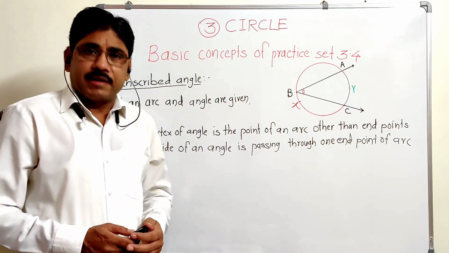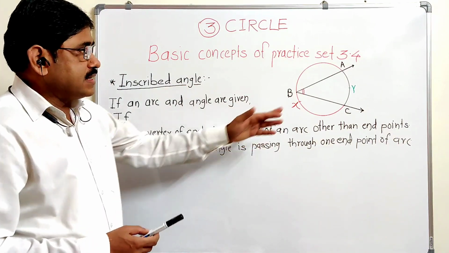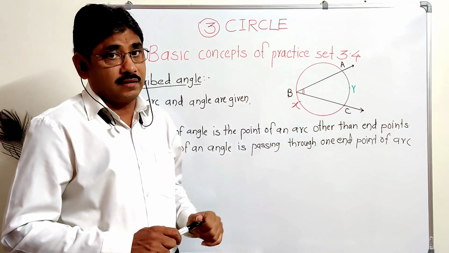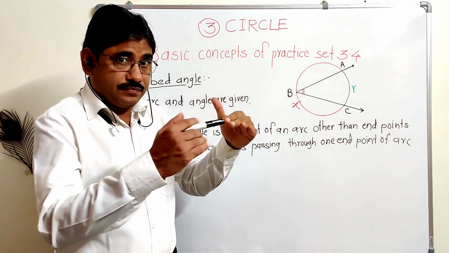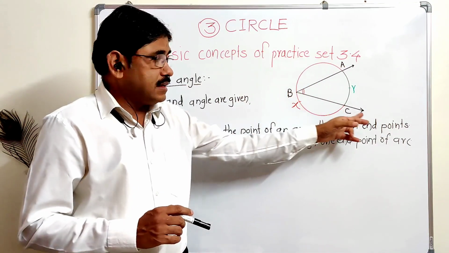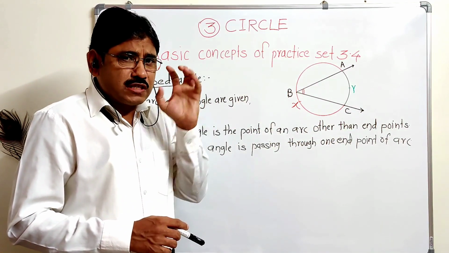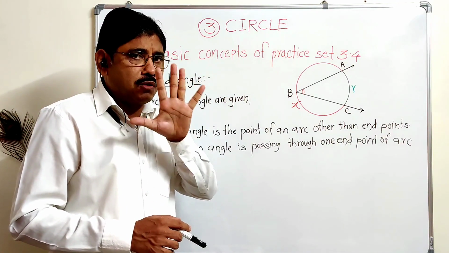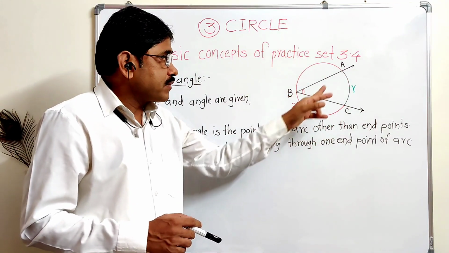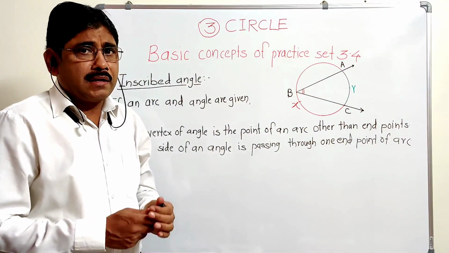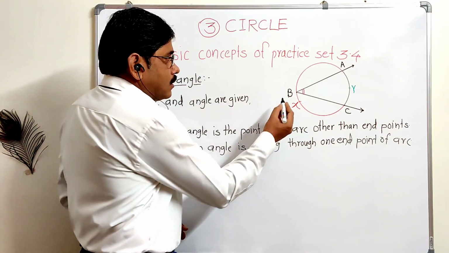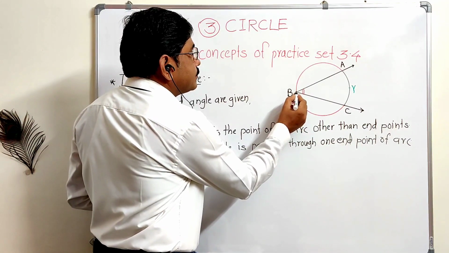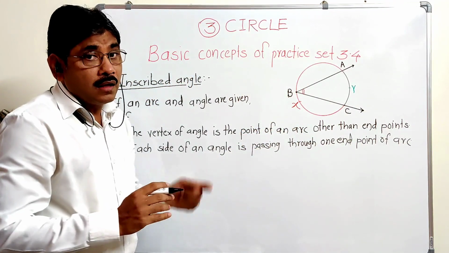So what is that inscribed angle? Here one figure is given. In that figure, one arc AXC is shown in red color. Arc AXC and angle ABC. Concentrate only on these two things. Arc AXC and angle ABC. Tell me, what is the vertex of angle ABC? This B. It is the vertex of angle ABC.